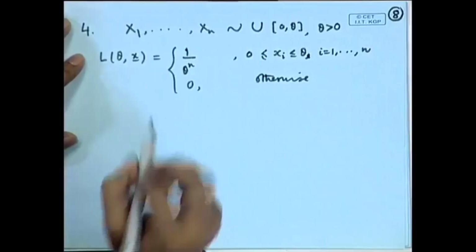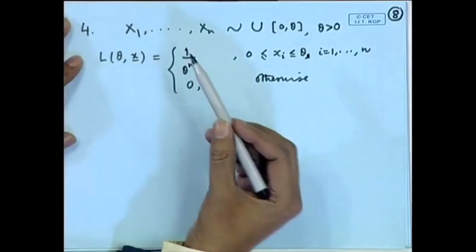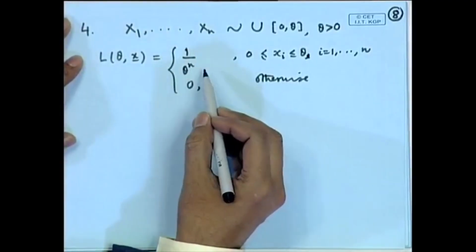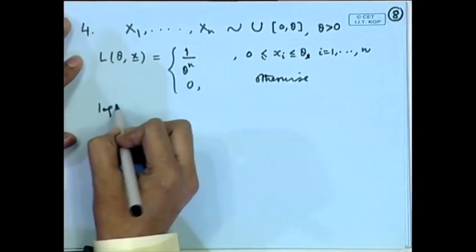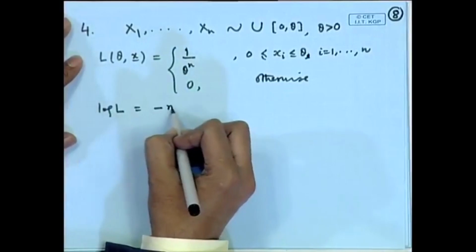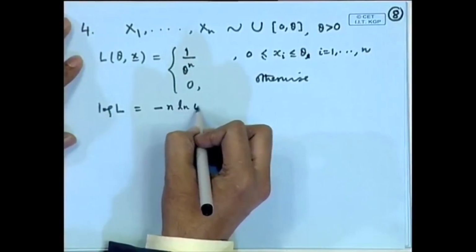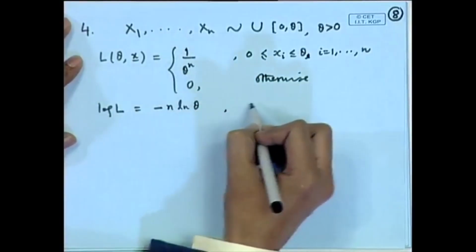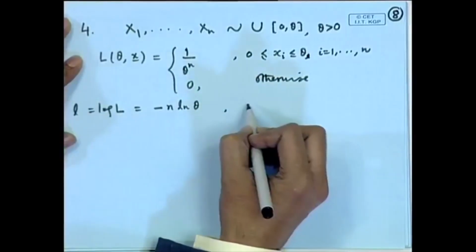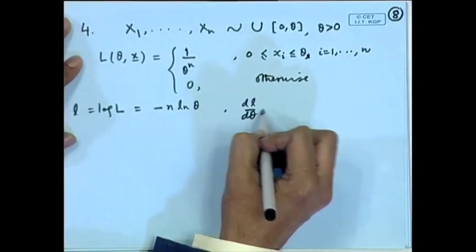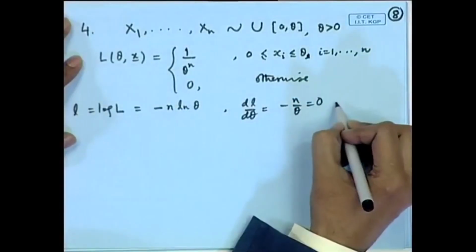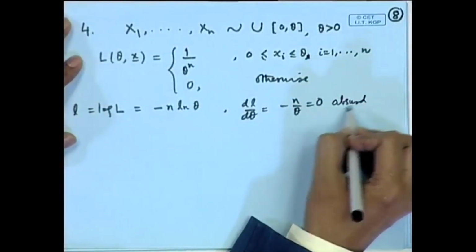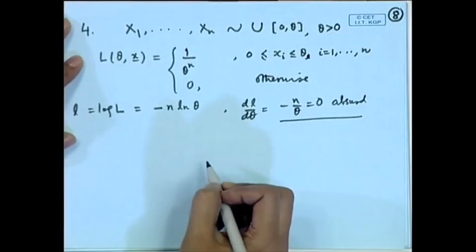Now, if we follow the previous procedure of taking logarithm and differentiating, what will I get? If I take log of L, let me call it a small l, that will give me minus n ln theta. If I differentiate, d l by d theta will give me minus n by theta. So, if I put this equal to 0, this is actually absurd. So, why is this happening?